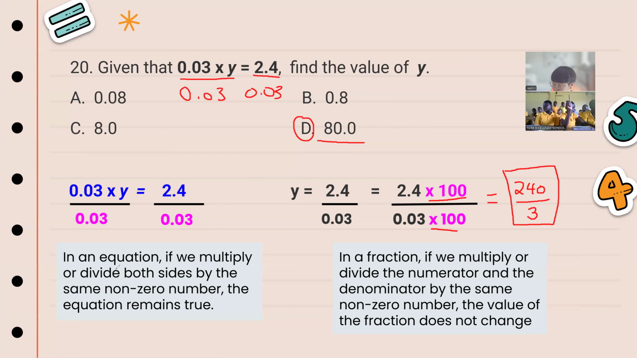So, in an equation, if we multiply or divide both sides by the same non-zero number, the equation remains true. And in a fraction, always remember that if we multiply or divide the numerator and the denominator by the same number, so here it was 100, then the value of the fraction does not change. That's the key part about this question.